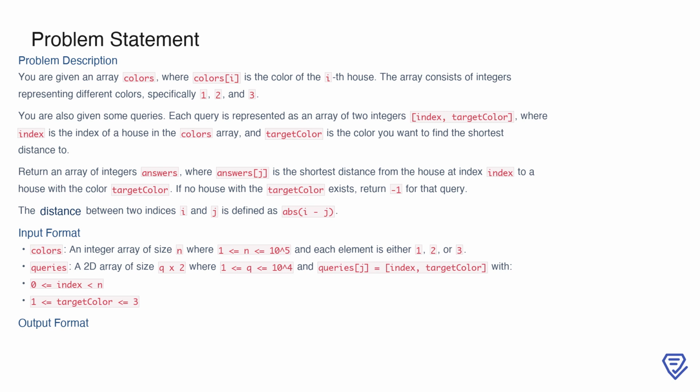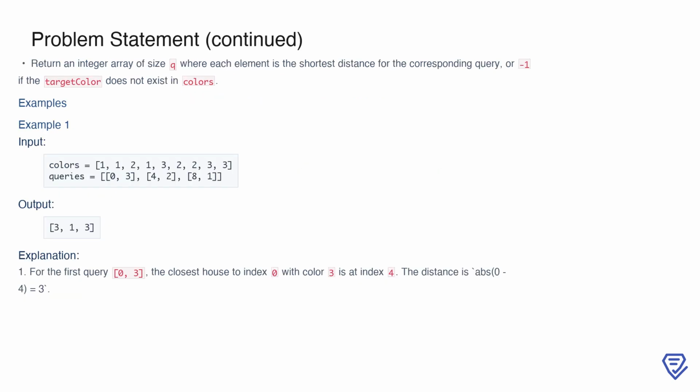The problem constraints make it clear that the colors array can be large, up to 10^5 elements, and there can be as many as 10^4 queries, so efficiency is key when designing a solution. The solution should return an array of integers, where each element corresponds to the shortest distance for a specific query. If the target color does not exist in the array, the result for that query should be -1. Let's look at an example.